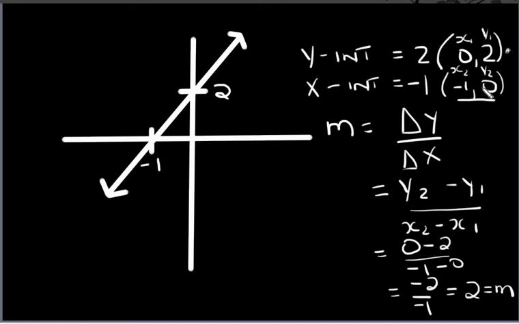So we'll say 0 minus 2, and then -1 minus 0. 0 minus 2 is -2, divided by -1 is +2, and that will give us our gradient.